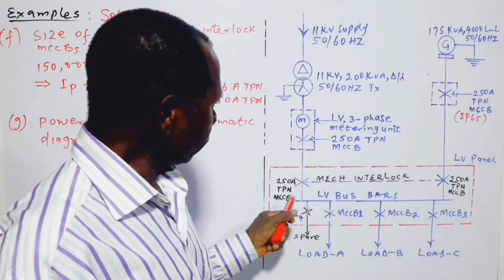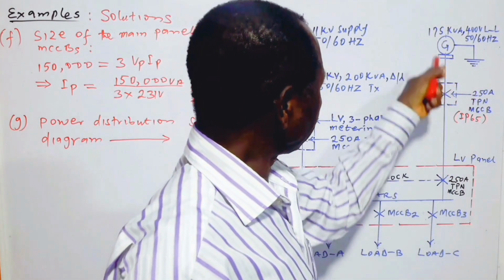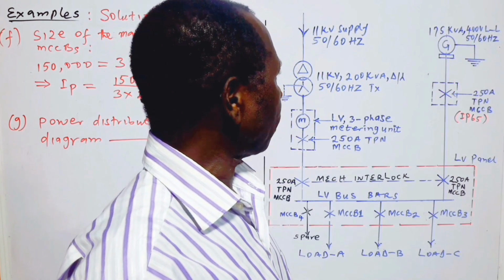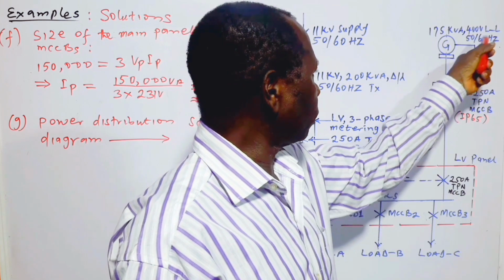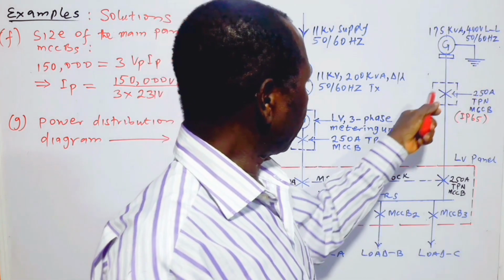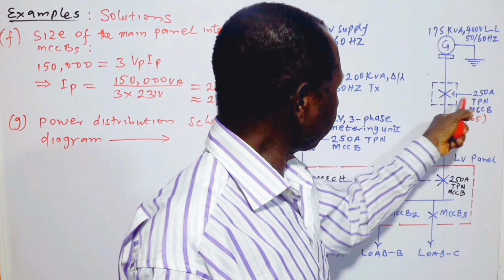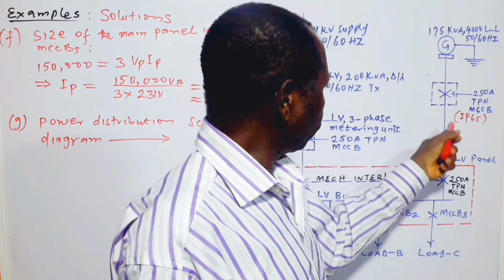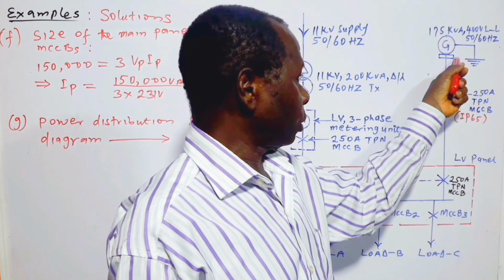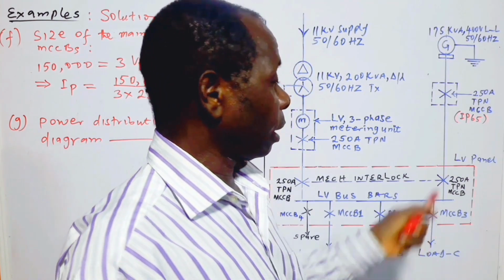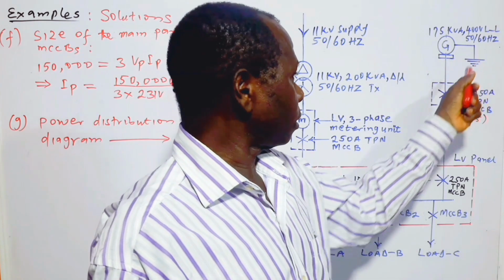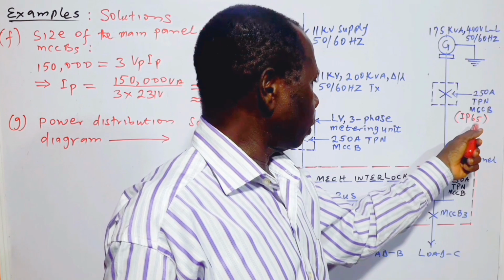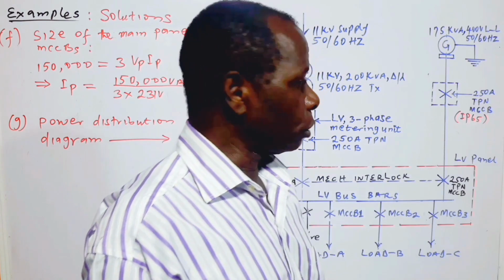Alright, now we come to the generator side. We have calculated the size of the generator to be 175 kVA, 400 volt line to line. Alright, and then here we have this circuit breaker, which is also complementing the function of the circuit breaker that the generator has. And it's going to be ingress protection 65 code.